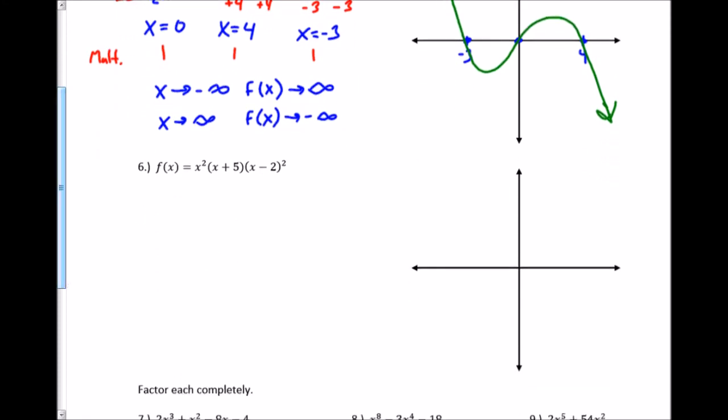If I look at the next one, I do the same thing. So I've got a factor of x here. So I do x equals 0, I do the x plus 5 equals 0, and I do the x minus 2 equals 0. And then I find out that x equals 0, x equals -5, and x equals a positive 2. So these are my x-intercepts.